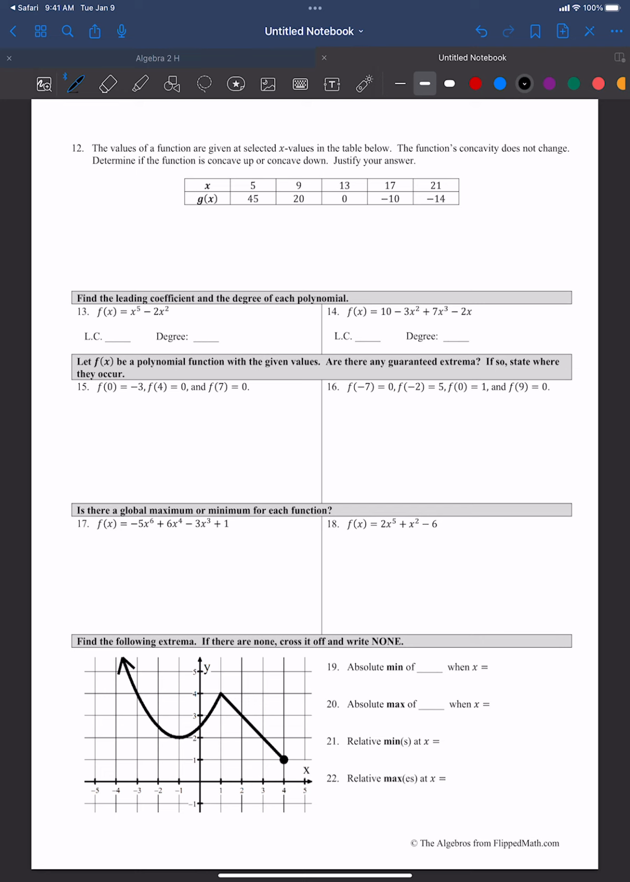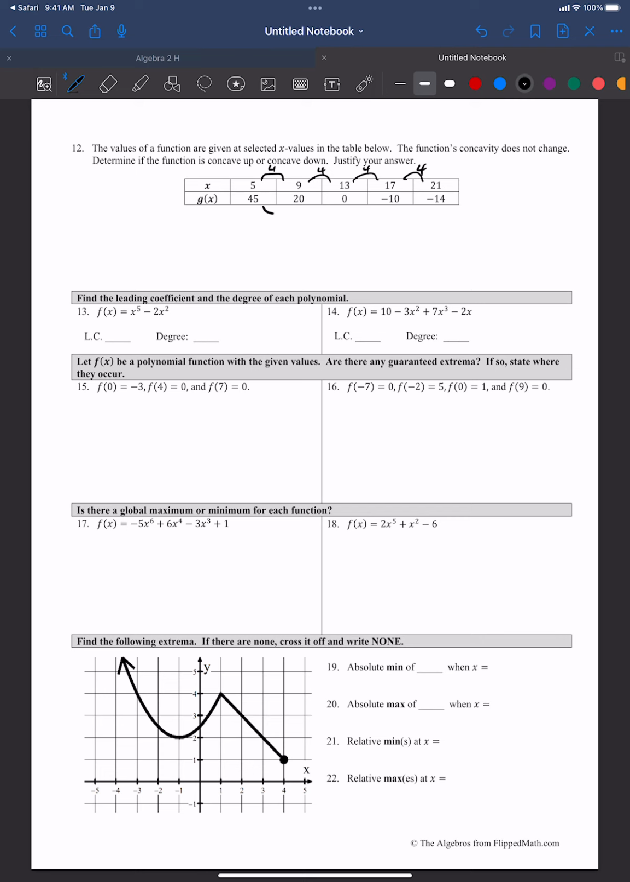The values of a function are given at selected x intervals in the table below. The function concavity does not change. Determine if the function is concave up or down, and then justify your answer. So first things first, I need to make sure that my x values are all evenly spaced. From 5 to 9, that's 4. From 9 to 13 is 4. 13 to 17, 4, and the last one is also 4 as well. So everything is consistently changing by 4.